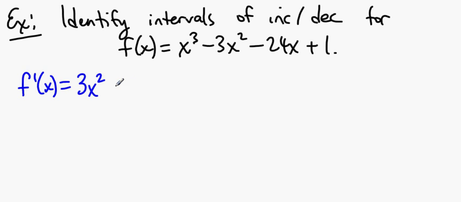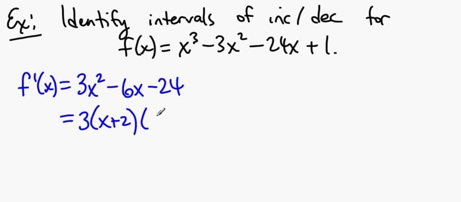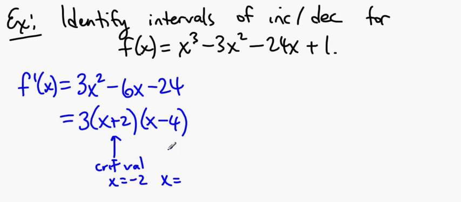So f prime, oh please tell me you knew how to do this, and then that factors, and I'll let you factor that in the privacy of your own home. Okay, just kidding. I'll factor that for you. x plus 2 and x minus 4. So what does that mean? That means that there are two critical values. There's a critical value at x equals negative 2 and a critical value at x equals 4.